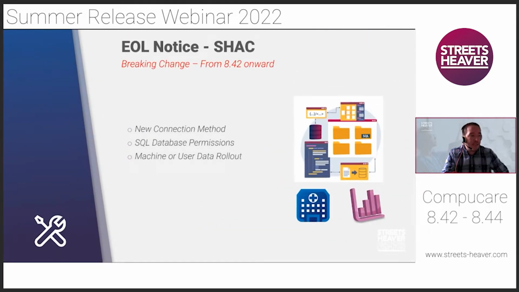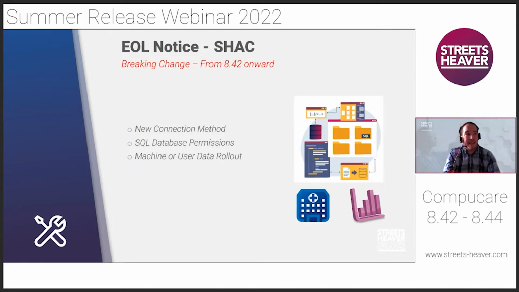This is to do with a service that you have installed out on your servers called SHAC, and we used to distribute that to do a few things. We've spoken about this previously on one of the previous webinars, but it is from version 842 onwards that this change comes into effect.